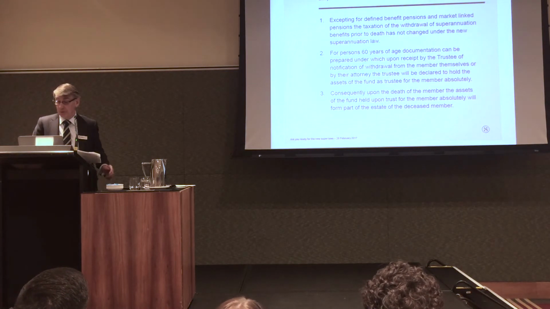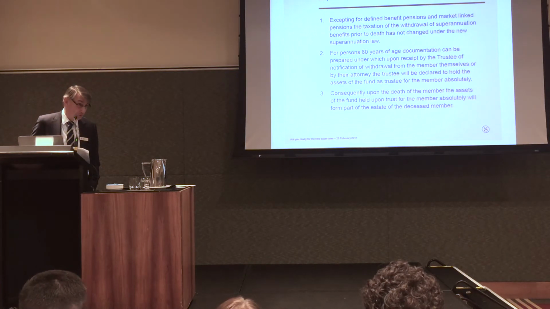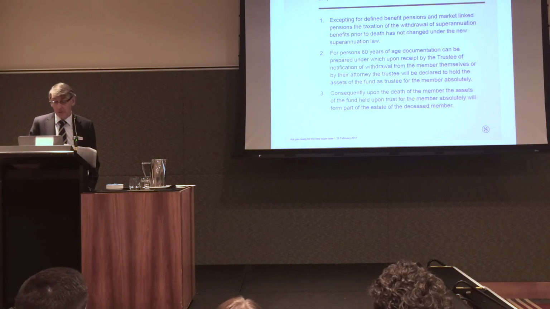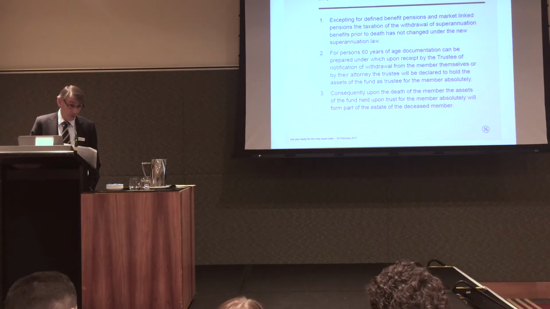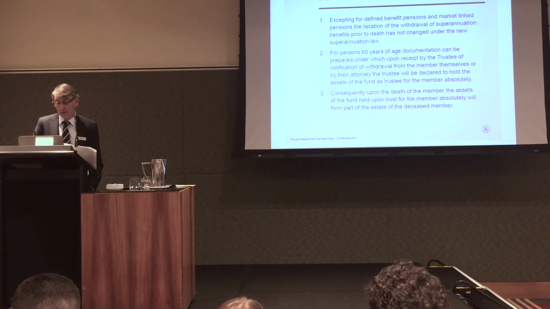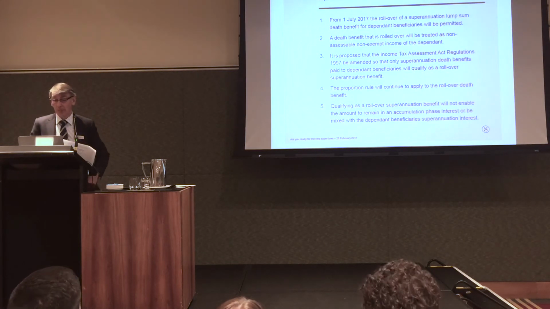Consequently, upon the death of the member, the assets of the fund held upon trust for the member absolutely will form part of the estate of the deceased member. If the person is over 60 years of age when this occurs, the funds will have come out of the superannuation fund without payment of any tax, simply form part of the person's estate, and then pass through the estate without payment of any tax to the end beneficiaries.